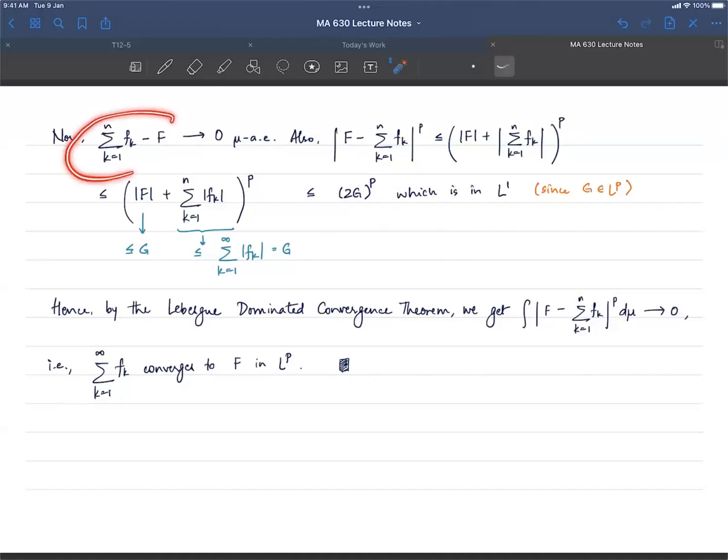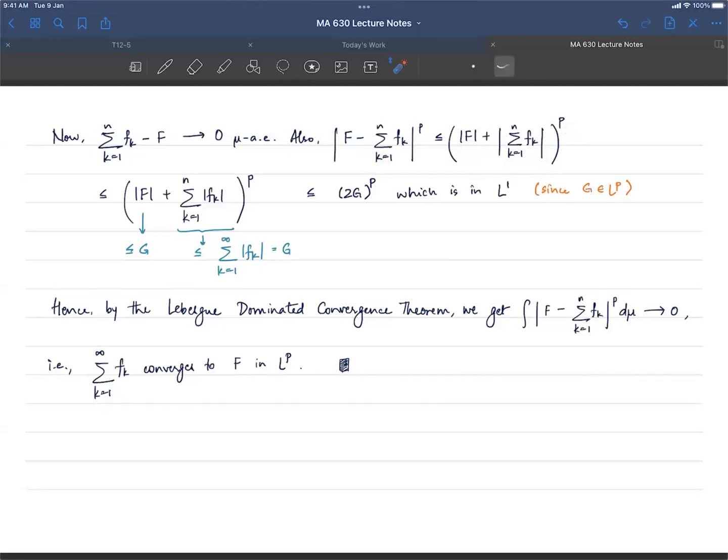Because this thing goes to 0 almost everywhere, if the dominated convergence theorem applies, then the limit of the integral is the integral of the limit. So now let's look at this quantity to the pth power. I'll take mod of F minus the sum k going from 1 through n of fk, to the pth power. Now I'll use the triangle inequality, so mod A minus B is less than or equal to mod A plus mod B. Then I get less than or equal to mod F plus the sum k going from 1 through n of mod fk, all to the pth power.